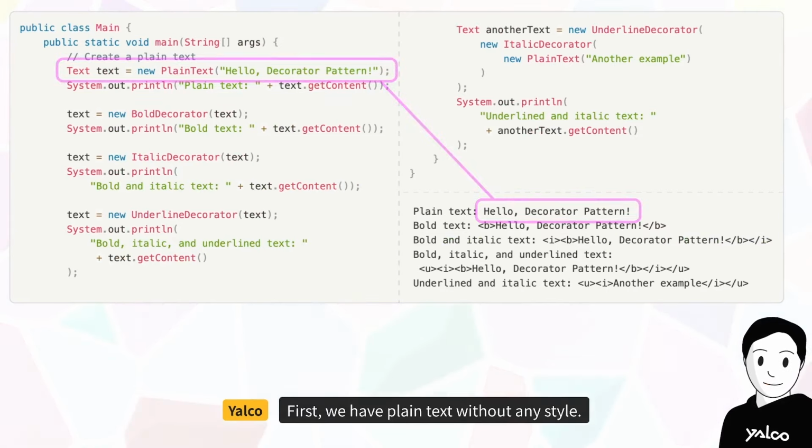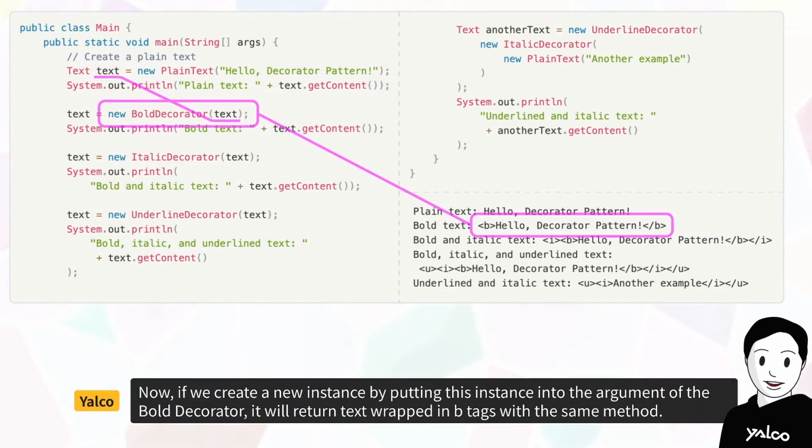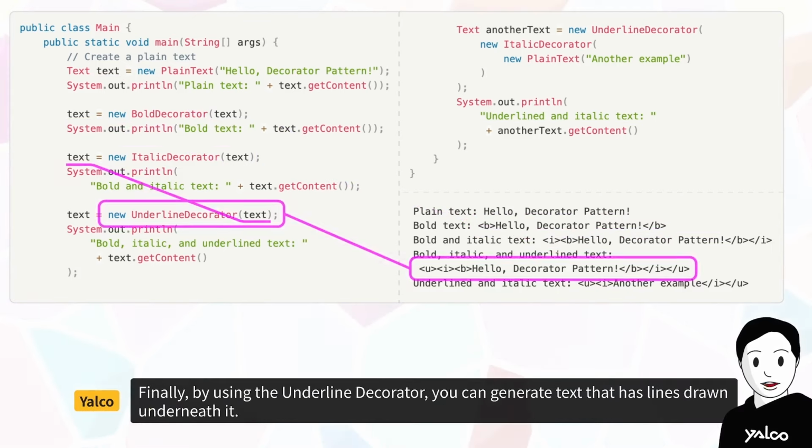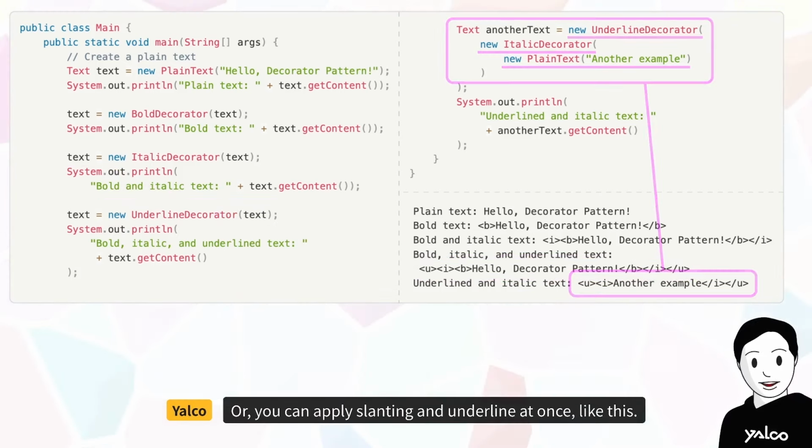First, we have plain text without any style. Now, if we create a new instance by putting this instance into the argument of the bold decorator, it will return text wrapped in B tags with the same method. If you wrap this again with the italic decorator, it gains a slanted style. Finally, by using the underline decorator, you can generate text that has lines drawn underneath it, or you can apply slanting and underline at once, like this.